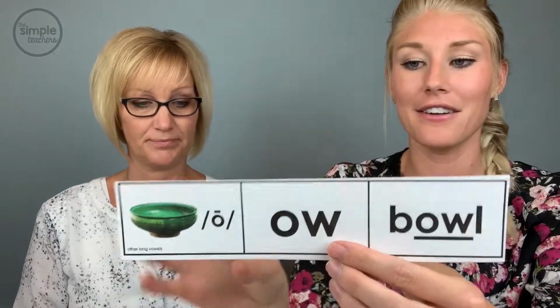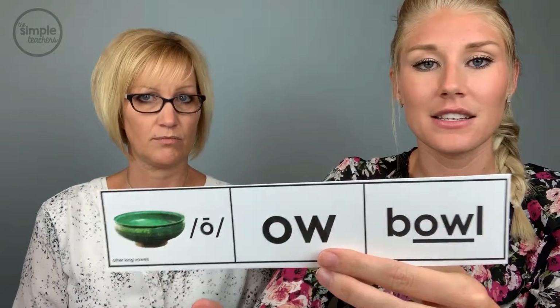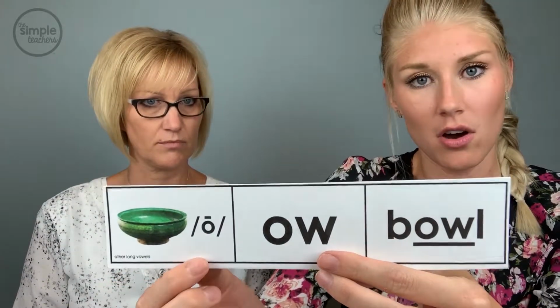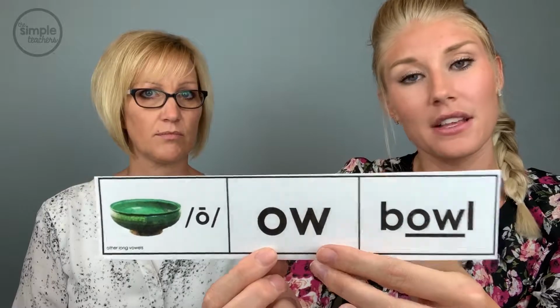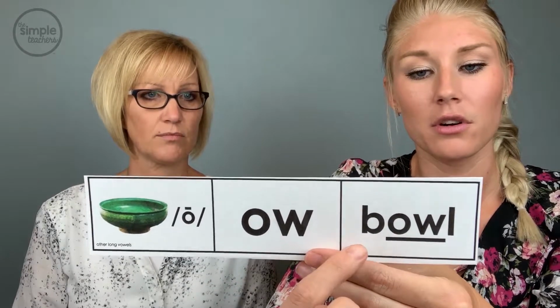Now these are a lot, right? So these wouldn't all be taught at once. These would be broken out, but I'm just modeling some of the long list. So a couple more. This is the sound O. The sound O can be spelled with the letters O-W. Listen for the sound O in the word bowl.